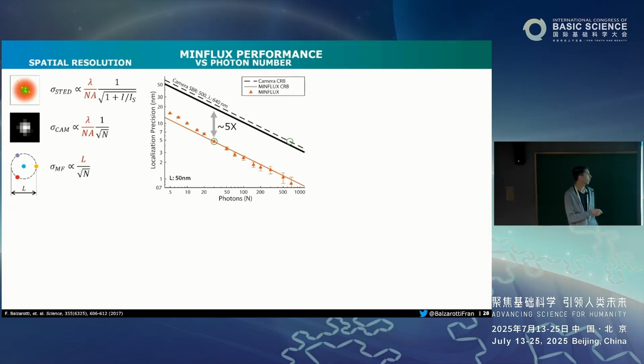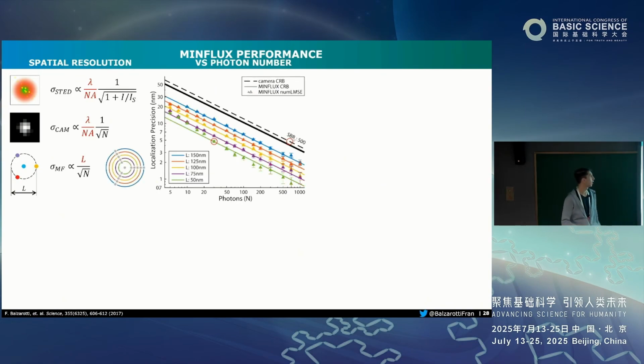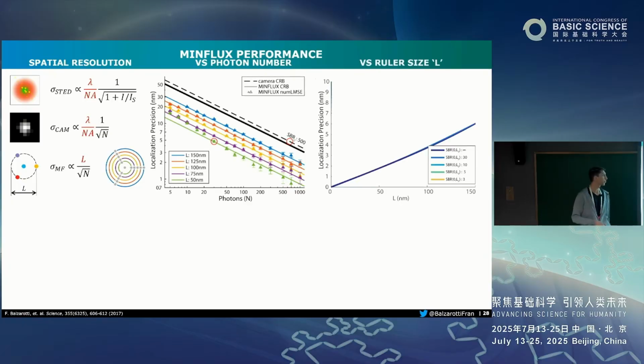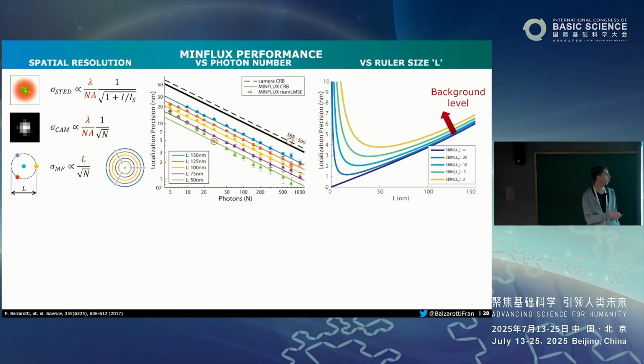The precision of localization versus number of photons scales with the square root of the number of photons, but it can be shifted downwards by this parameter. You can have a 5-fold improvement in precision or a 20-fold reduction in the needed photons that you need for a given localization. And all in all, it is tunable. When there is background, you cannot shrink this L as much as you want, because then you have background versus background, so there's not more information.